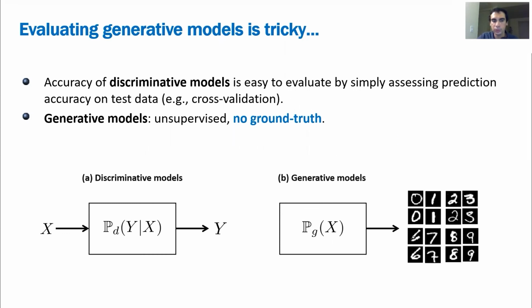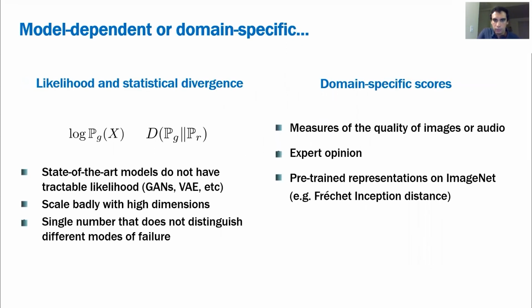In generative models, because generative models, or synthetic data, are not task specific, and they are unsupervised, there is no ground truth for each sample, whether it's good or bad. There is no obvious way to evaluate a generative model. So the existing scores for evaluating generative models can be categorized into two different categories.